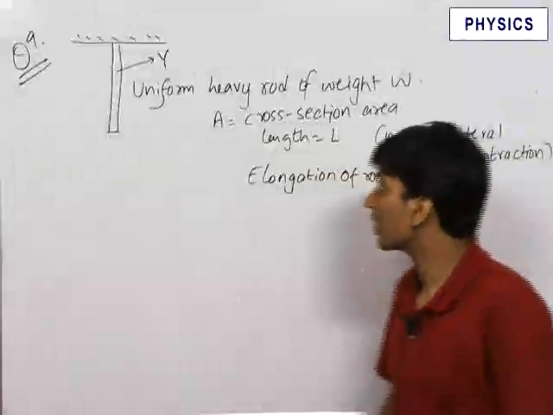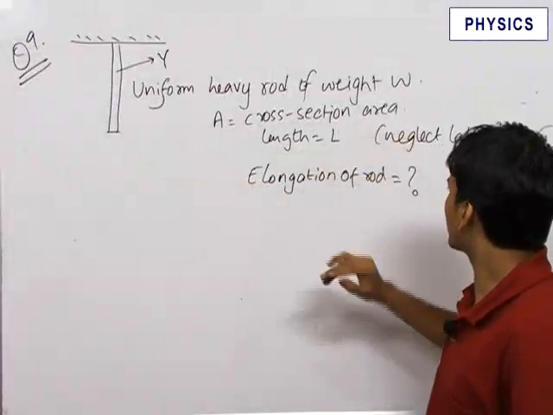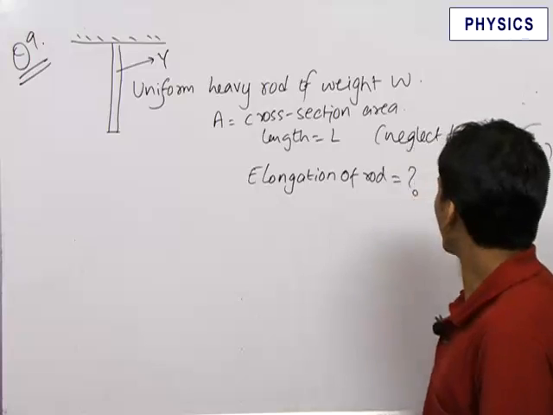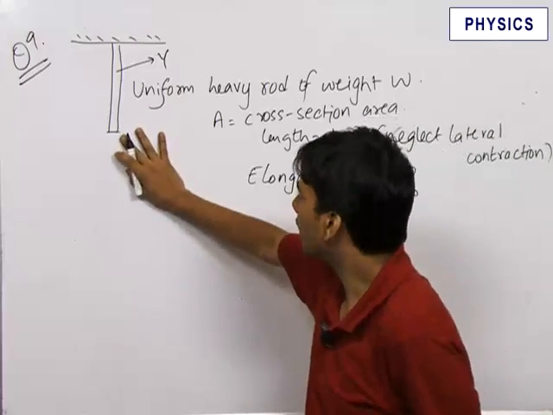In this question, we have a uniform heavy rod of weight W. The area of cross section, length, and the Young's modulus of the rod is given. We need to find out the elongation of the rod. Now let us first analyze how the elongation occurs.